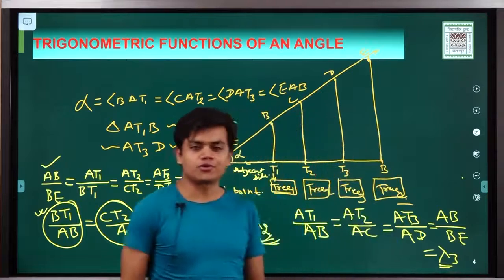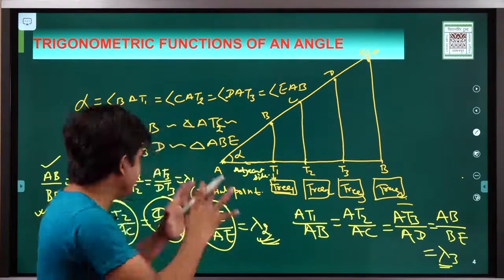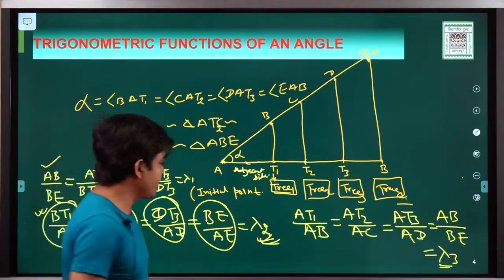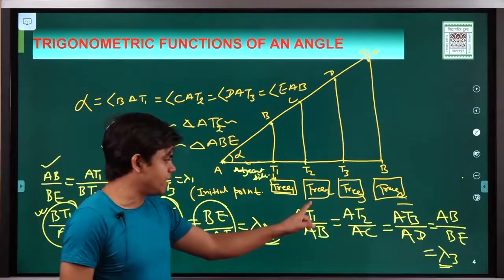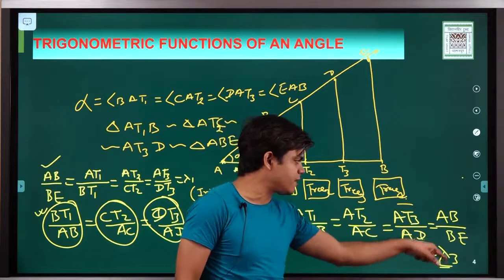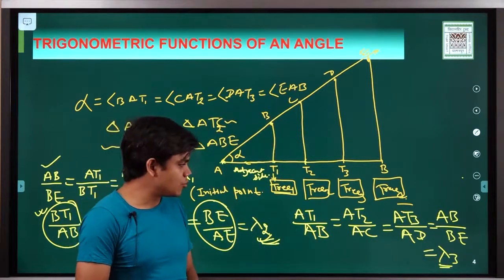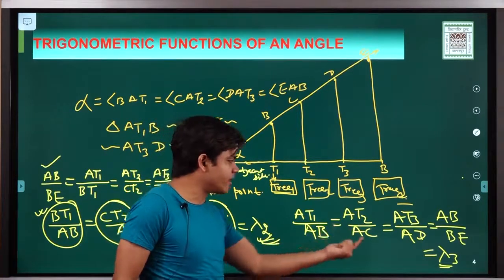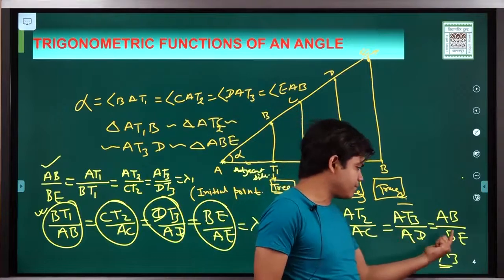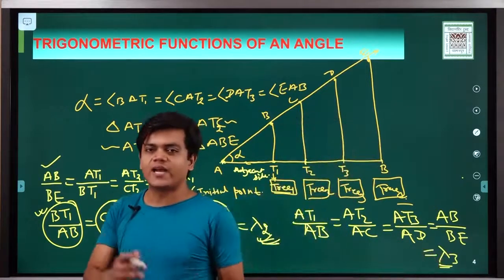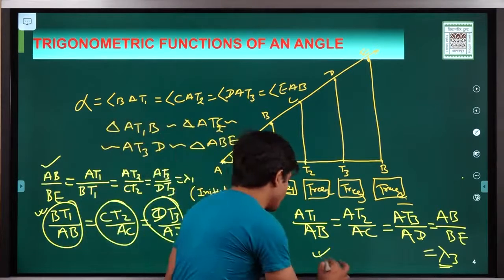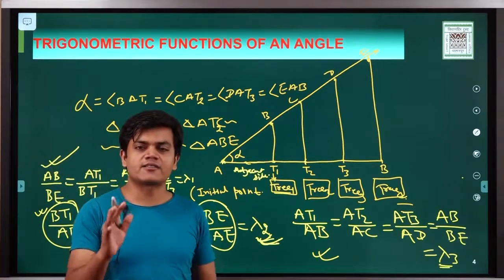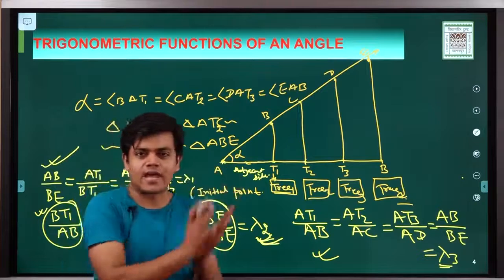Okay, I am going to introduce you to the trigonometric ratios. In these similar right angle triangles, you can see the ratios. Again, we have AT1 by AB, AT2 by AC, AT3 by AD, AB by BE. And what can we do? We can just reverse it. We can find AB by AT1, AC by AT2, AD by AT3, BE by AB, and then it will become 1 by lambda 3. So two ratios from here, two ratios from here, and two ratios from here. So there are 6 ratios in this right angle triangle.